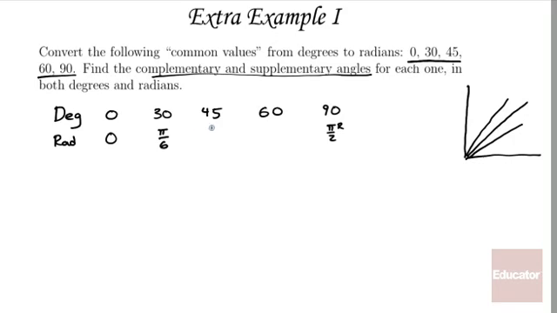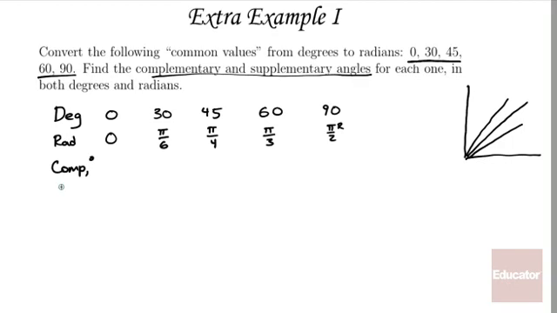45 is 90 divided by 2. So that's pi over 2 divided by 2, which is pi over 4. 60 is twice 30. So 60 is twice pi over 6. 2 pi over 6 is pi over 3. So those are pretty convenient fractions when you write them in terms of radians. The complementary angles, we'll do it in terms of degrees first.